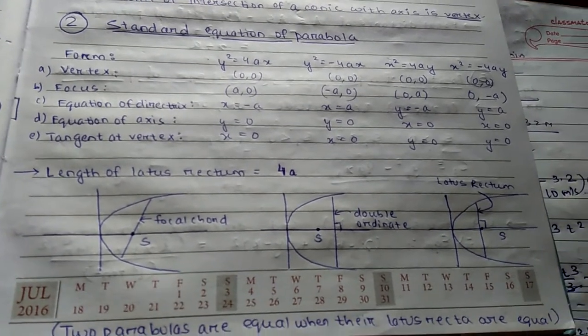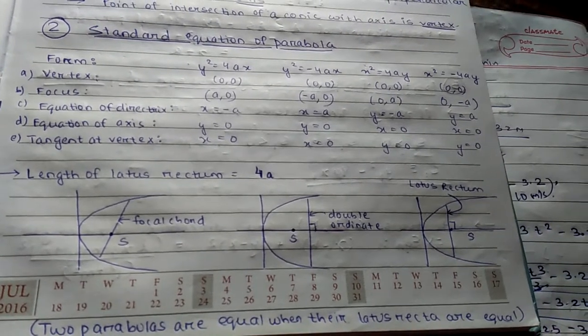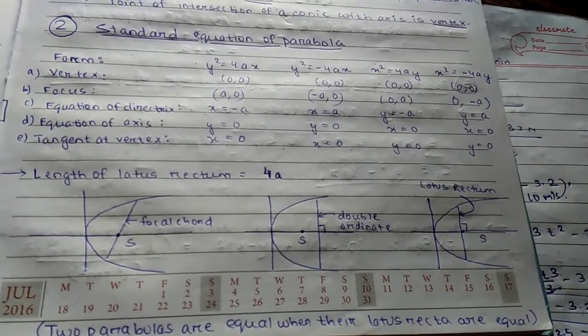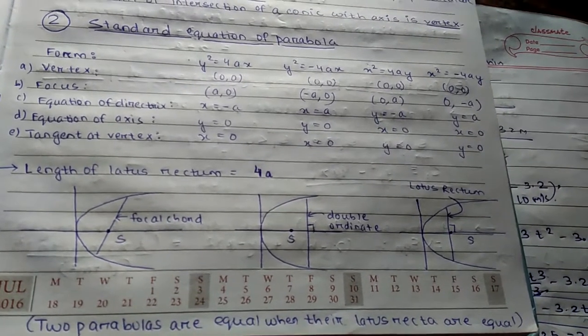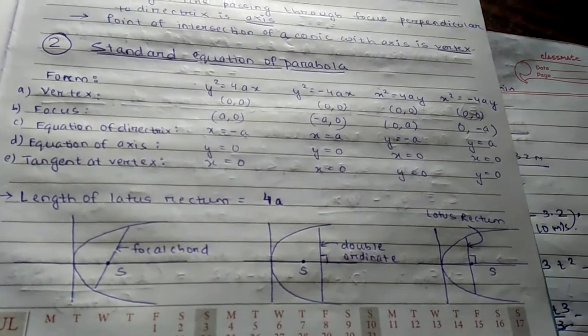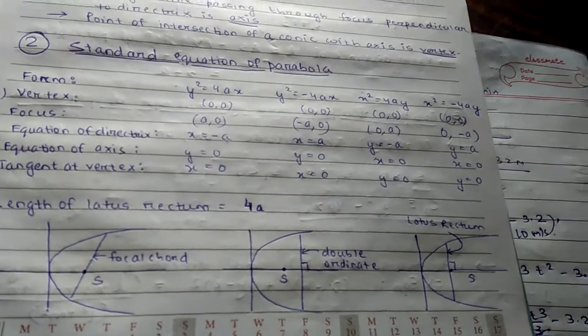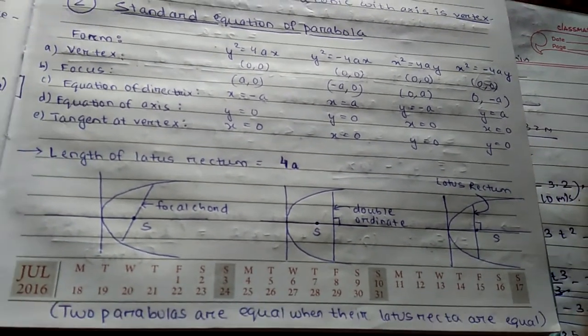There are four standard equations: y square equal to 4ax, y square equal to minus 4ax, x square equal to 4ay, and x square equal to minus 4ay. Clear? These are very basic things, so I'm not going to focus on them much. I'm only going to say how to remember them. Vertex in each case would be 0 comma 0. Now the focus: if you remember the diagram, then everything's clear.